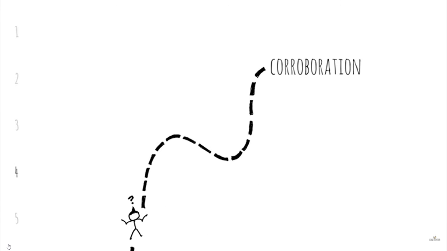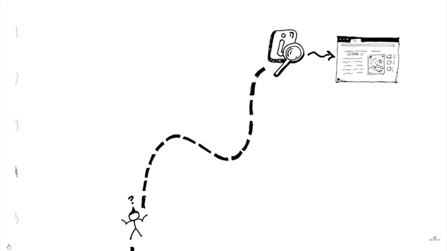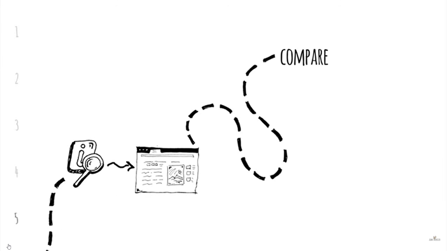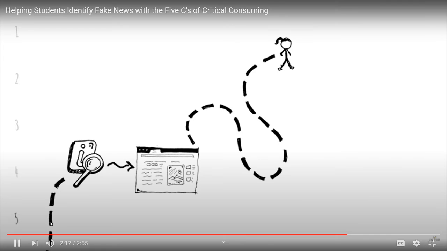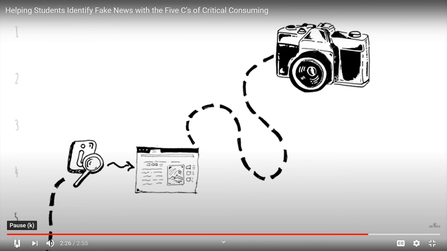Number 4, corroboration. Corroborate the information with other credible news sources. Make sure it's not the only source making this claim, and if it is, there's a good chance it's not actually true. Number 5, compare. Compare it to other news sources to get a different perspective. Find other credible sources from other areas of the ideological or political spectrum to provide nuance and get a bigger picture of what's actually going on.